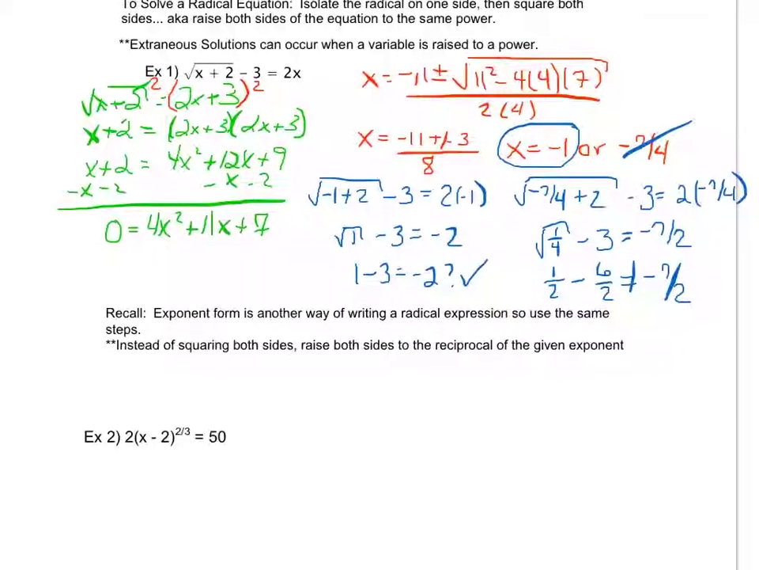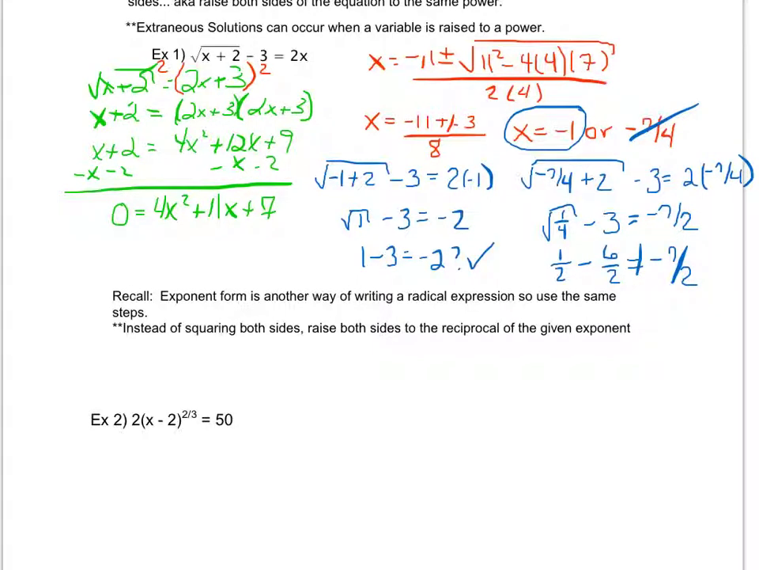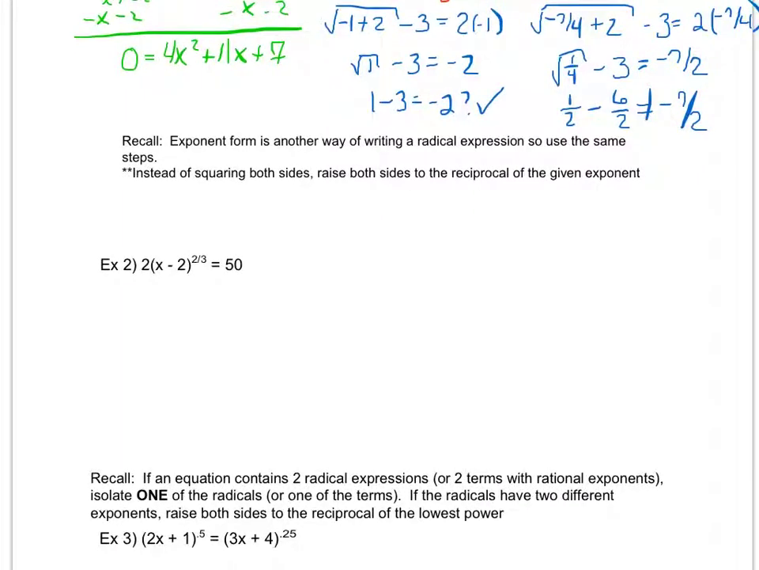Another thing we talked about back when we started talking about radical equations is that exponent form is just another way of writing a radical expression. So we'll use the same steps if we have an exponent as opposed to a radical. But instead of squaring both sides, we're going to raise both sides to the same power. That power is going to be the reciprocal of my given exponent. So like before, I will start by isolating my radical or my exponential expression. So I'm going to divide both sides by 2 to get that by itself, and I'll have x minus 2 to the 2/3 power equals 25.